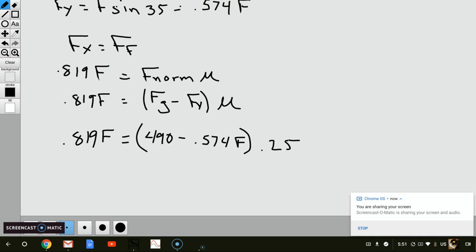All right, so now what we've done is we've substituted for everything. Now it's just a matter of doing the algebra correctly and making sure we get the right answer here. So I'm going to distribute my 0.25 through the parentheses. 0.25 times 490 is 122.5, minus 0.25 times 0.574, which is 0.1435 times F, and this is equal to 0.819 F. Excuse me, I messed up there.